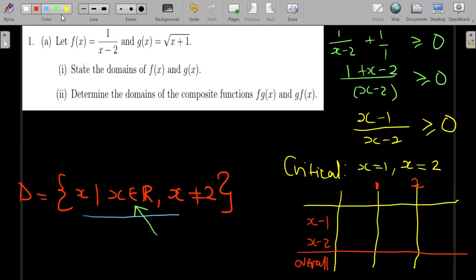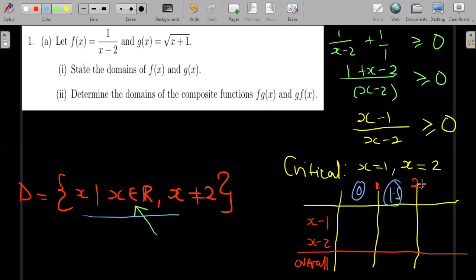And then we're going to test values. We're going to test a value that is less than 1, so we can test 0 there. So in this region, we're going to be testing 0. And then here between 1 and 2, we're going to test 1.5.